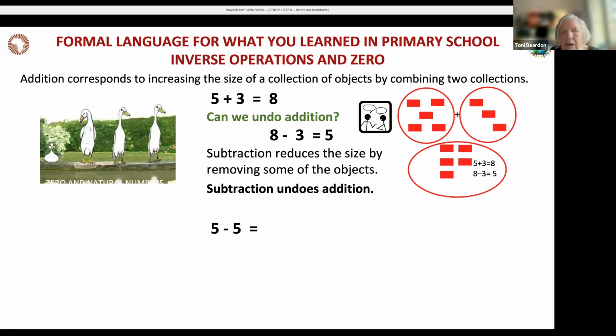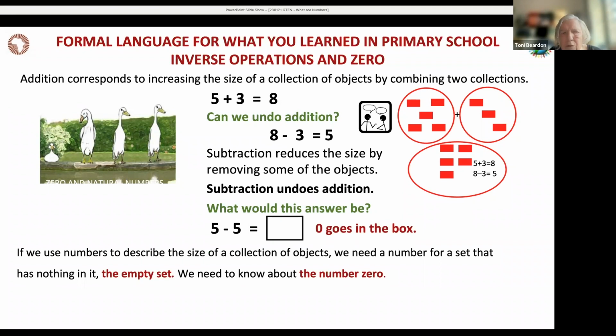What about if you take 5 from 5? What would the answer be? Of course, 0 goes in the box. And it would be the same, whatever number you took. If you took it from itself, you'd always get 0. Lots of people have put that on the chat. Well done.